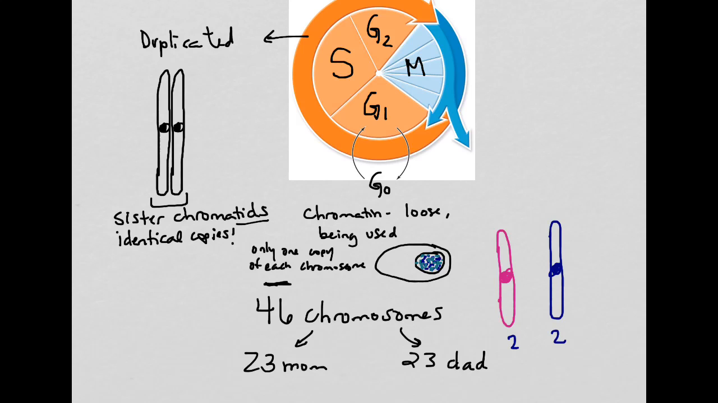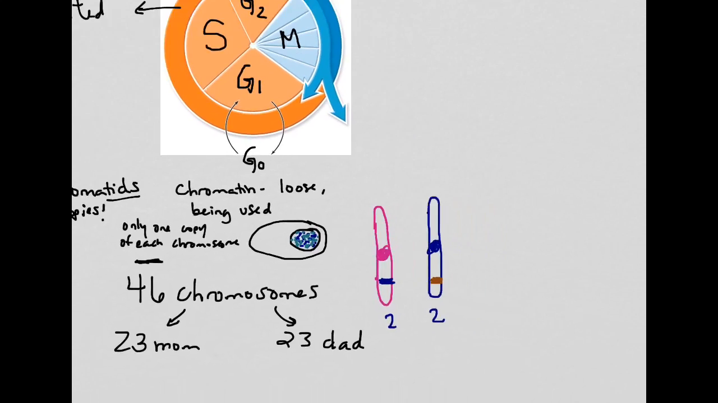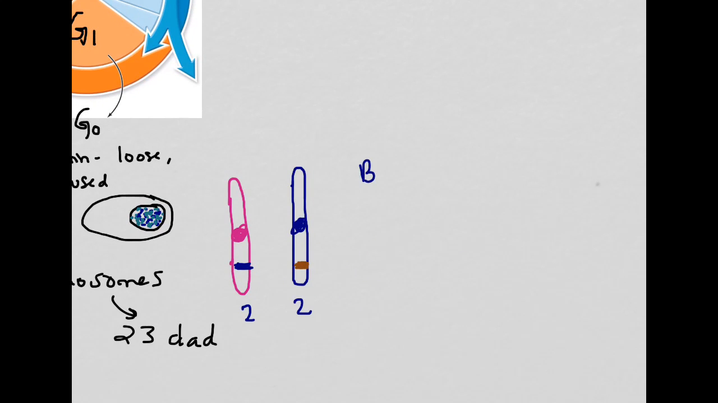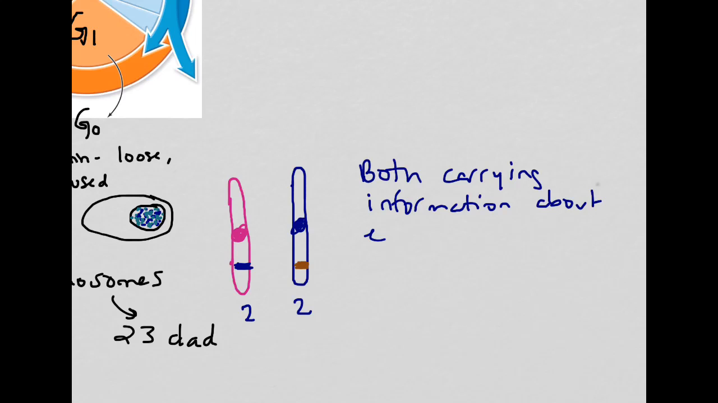And on chromosome number 2, maybe you find a gene for a particular eye color. And I'm making this up, okay? And we'll say on mom's, it's blue, okay? And on dad's, the eye color gene says it's going to be brown. Well, they're both carrying information about eye color, but it is slightly different, the information.